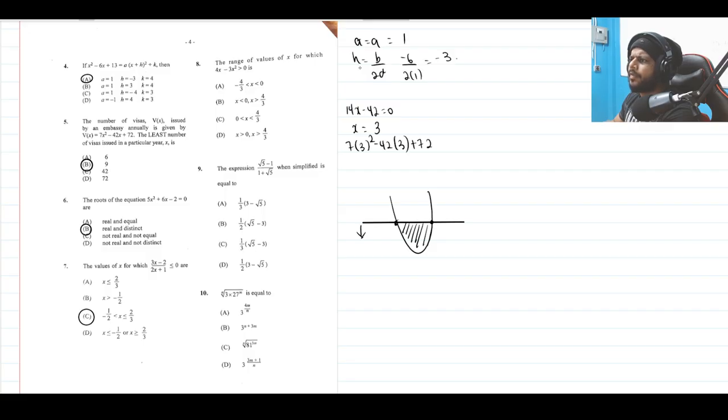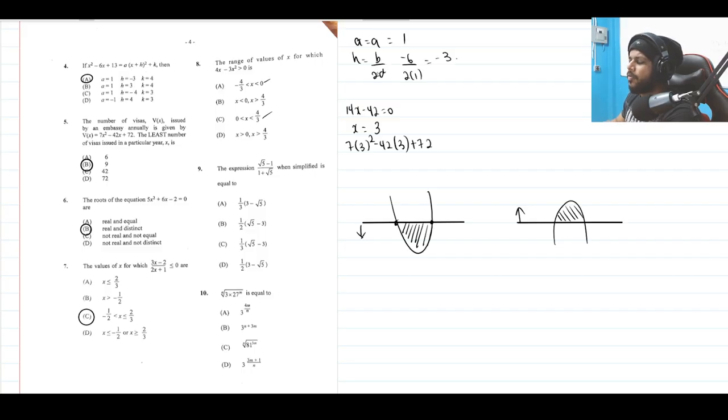Next one, the range of values of x for which 3, okay, another similar type of question here, but this time we have a negative x squared, so it will be like this, and it's greater than 0 will be above, so it will be here again. Again, it could either be this or this.